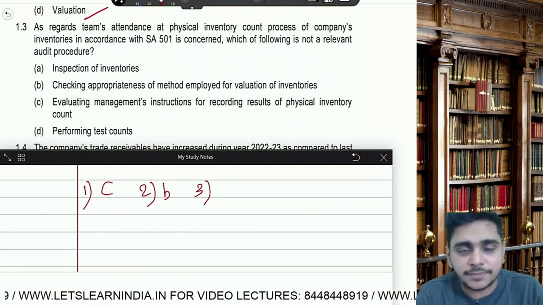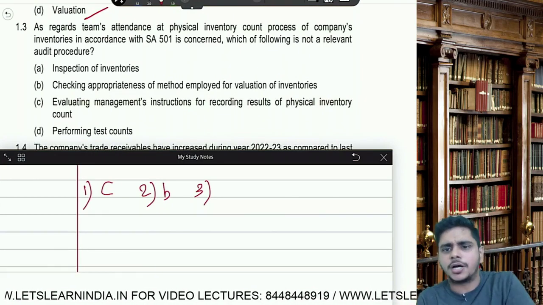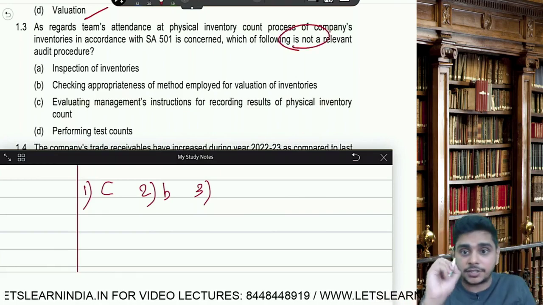Third, as regards the team's attendance at the physical inventory count process of the company's inventories as per SA 501, which of the following is not a relevant audit process? Not. You have to understand the question.